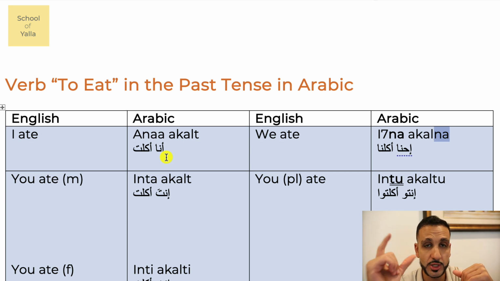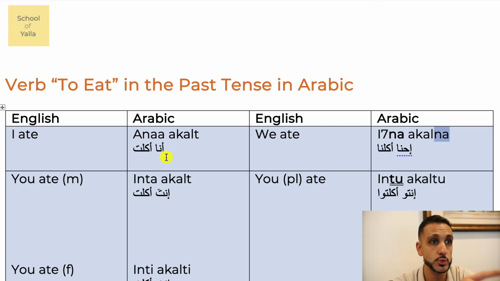If you're a beginner, make sure to check out the 5 W's video, a short video here. Also, if you're a beginner, there's a free mini course in the description to give you an idea of the different types of Arabic. So, shu, and if I'm talking to a male, shu inta akalt.